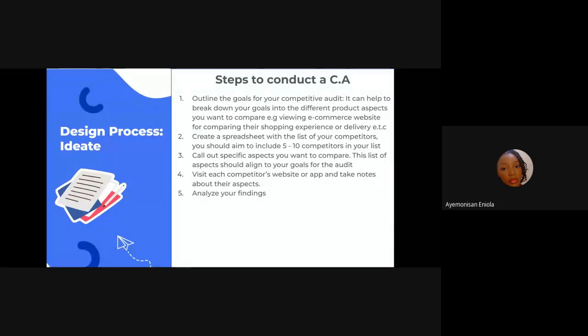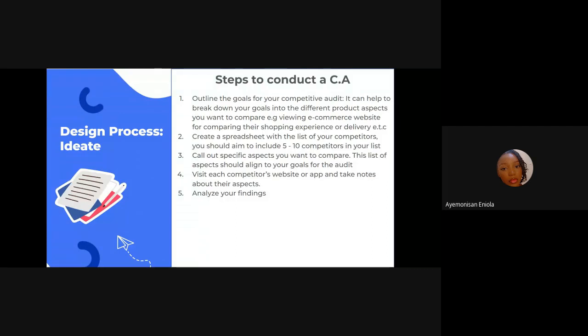So, steps to conduct a competitive audit. Number one, outline the goal for your competitive audit. It can help to break down your goals into different product aspects you want to compare, e.g., viewing e-commerce websites by comparing their shopping experience or delivery. So what this is actually saying is that you have to list out what you want to compare from your competitors. Is it their delivery? Is it the transaction? Is it the interface? You have to list it out so you know beforehand.